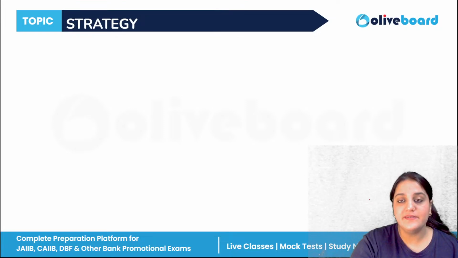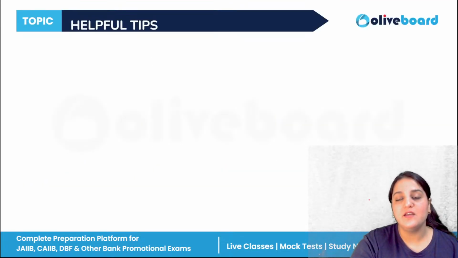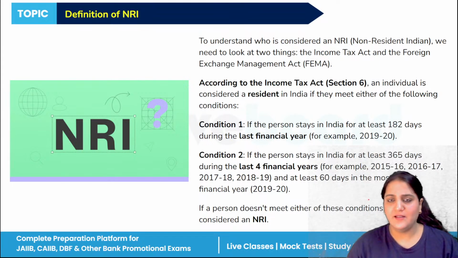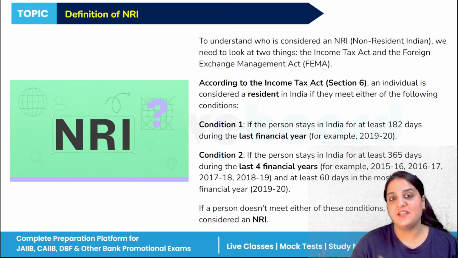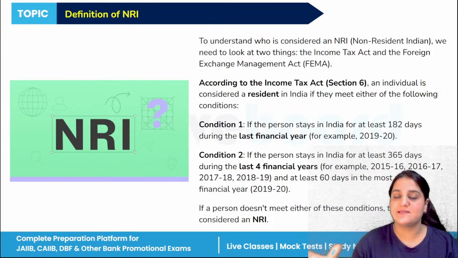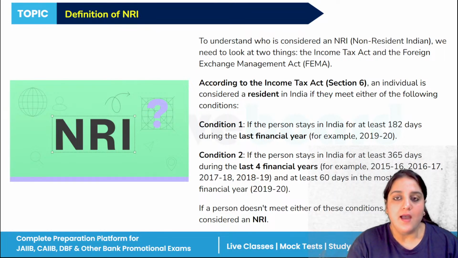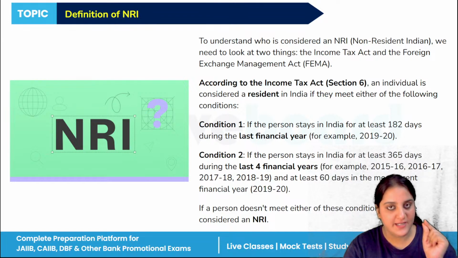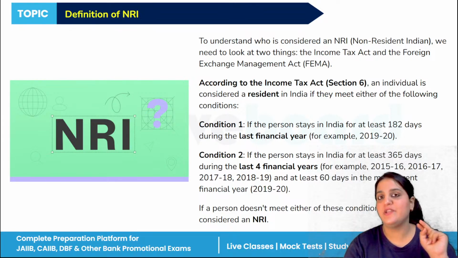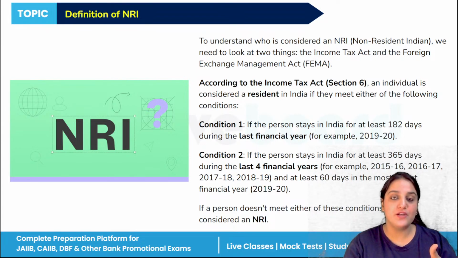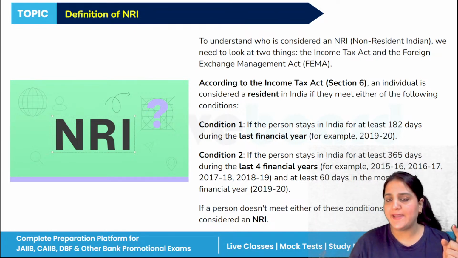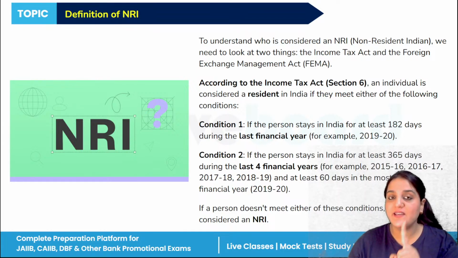And now I am telling you here about the definition of NRI. Just quickly we can revise this concept. The most important thing, we must know who are NRIs. There are two definitions of NRI. One is according to the Income Tax Act, the second is according to FEMA. So first we are going to learn about the Income Tax Act. According to Income Tax Act, section 6, what is an NRI?